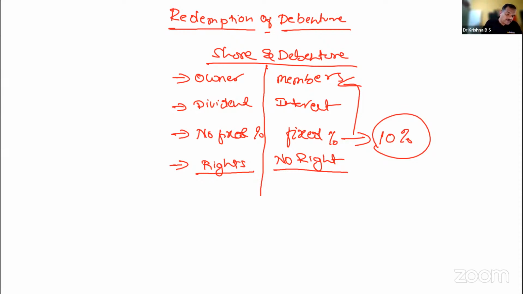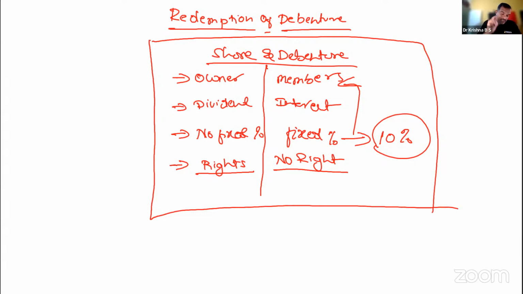Okay, these are a few of the differences between shares and debentures. Do you have any doubts in this? If you have completely understood, you can show thumbs up. If you have doubts, you can raise the hand. I will unmute. Okay, done. Three of you have raised the hands. Shown the thumbs up. I assume you all have understood.